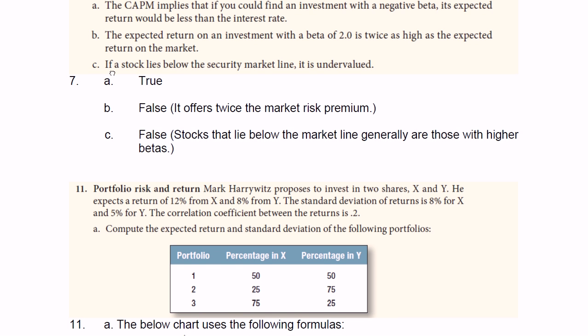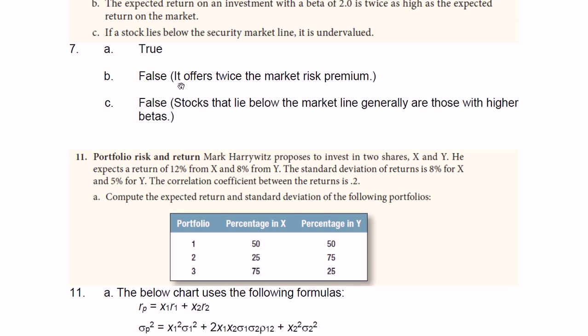C. If a stock lies below the security market line, it's undervalued. No, it's false. It's actually overvalued, because stocks that lie below the market line generally are those with higher betas, because in the security market line, the vertical axis is expected return, and the horizontal axis is beta.